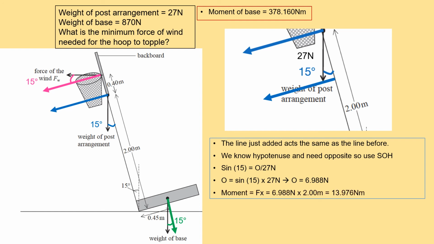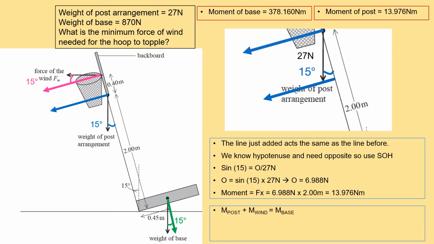Then we work out the moment. The distance is 2 meters away from the pivot. So the moment in that direction is 6.988 newtons times 2, which is 13.976 Newton meters. So if there's no wind at this point, we've now got obviously a very large resultant moment going backwards, so that the hoop is going to stand upright. And this is what you're going to expect, but we're told we have a wind. So our moment of the post is 13.976.